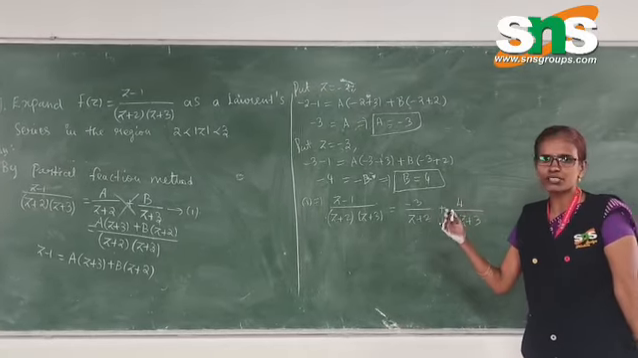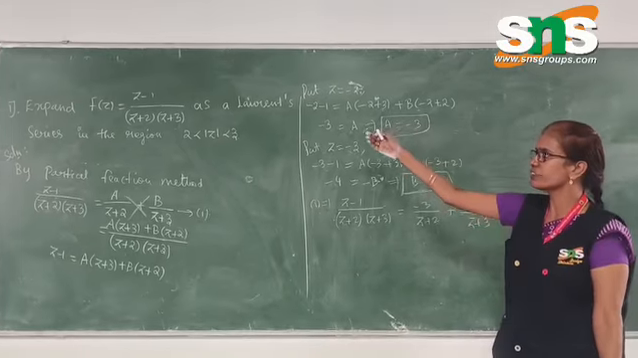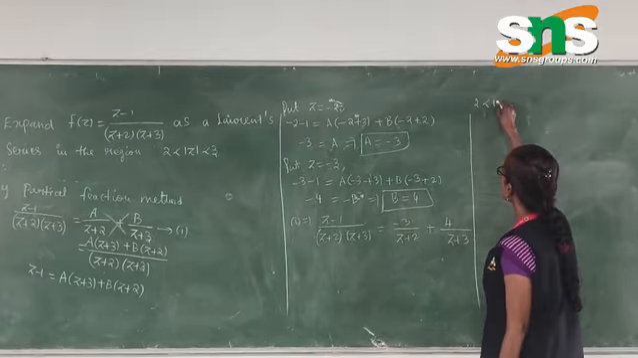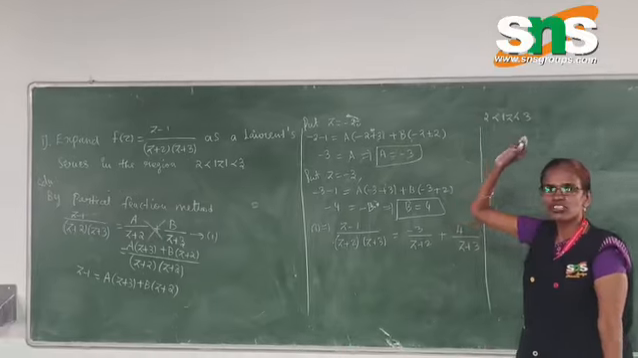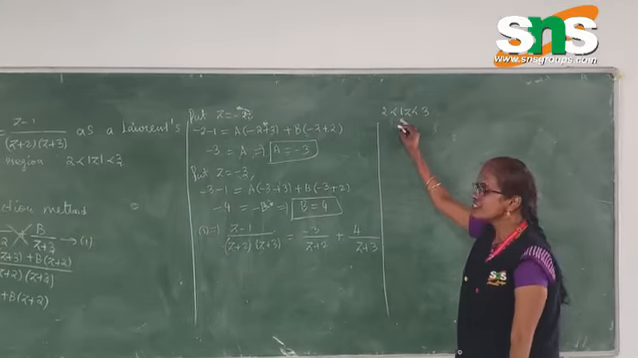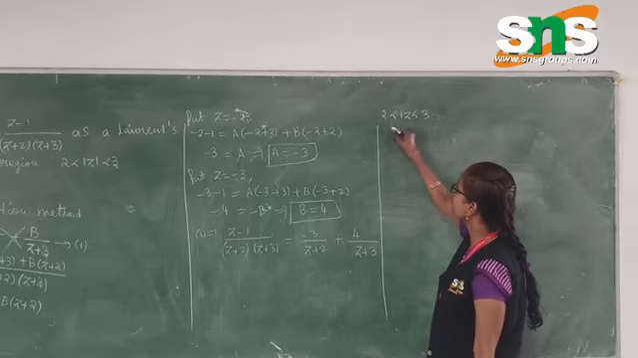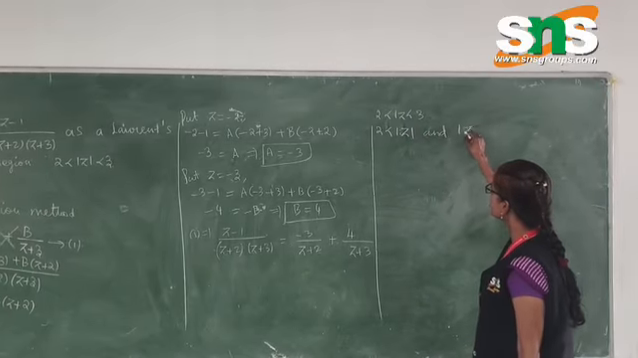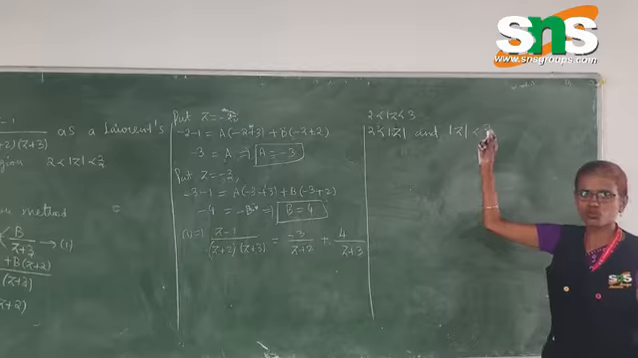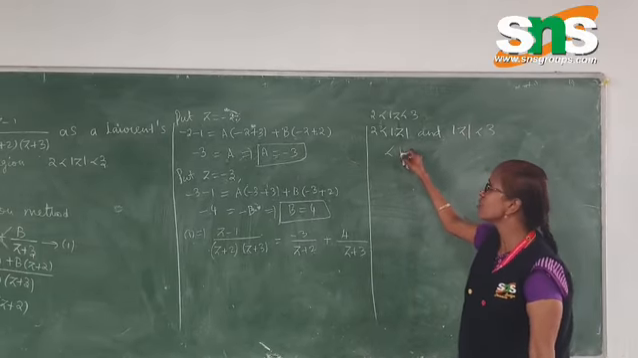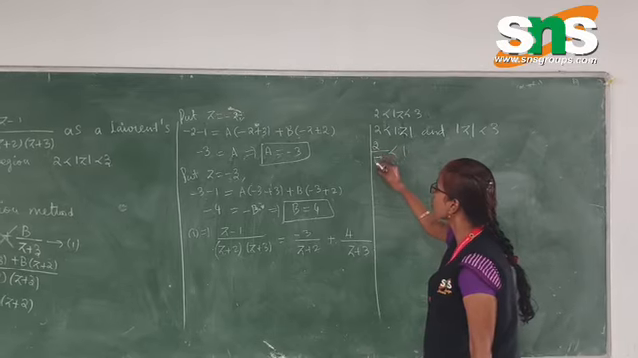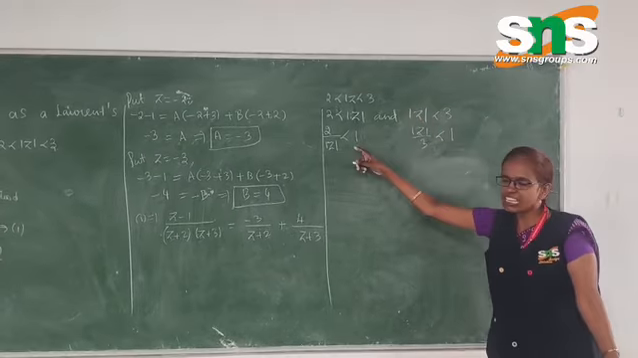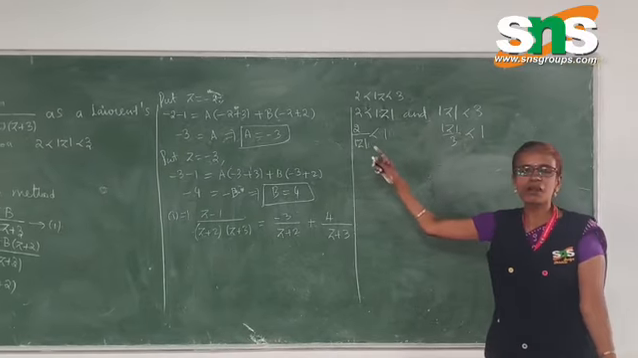Up to this we already know the concept. Hereafter we go for the given condition, which is 2 less than modulus of z less than 3. In this region we are going to find the Laurent series. We split it as 2 less than modulus of z, and modulus of z less than 3. Now we need the condition as less than 1, so we bring the terms to the left: 2 by modulus of z, and modulus of z by 3, should each be less than 1.